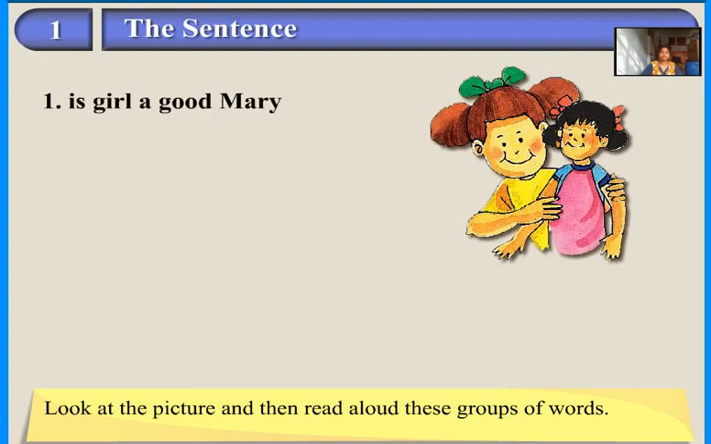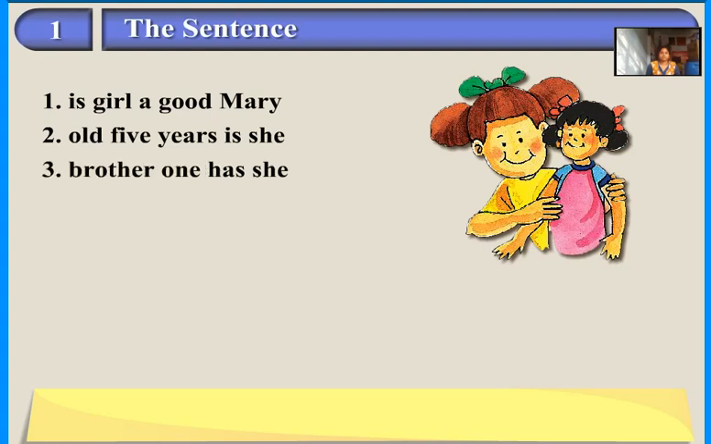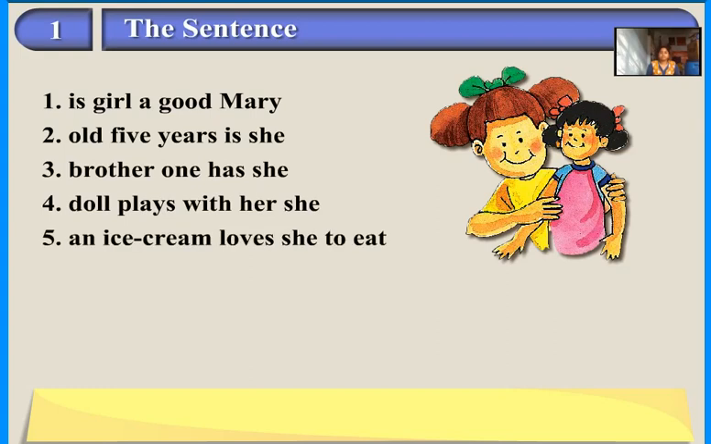The sentence. Look at the picture and then read aloud these groups of words. Is girl good Mary? Old 5 years is she? Brother one has she. Doll plays with her she. An ice cream loves she to eat. Do these groups of words make any sense to you?